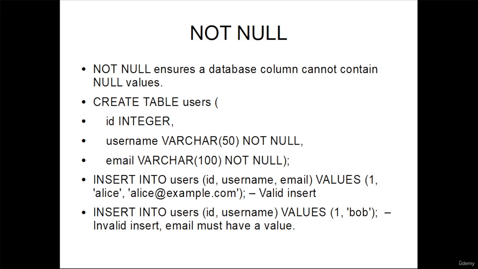Valid insertion. Insert into users (ID, username, email) values (1, 'Alice', 'alice@example.com'). We specify a value for username, Alice, and a value for her email address. Invalid insertion. Insert into users (ID, username) values (1, 'Bob'). The email must have a value, it cannot be null.